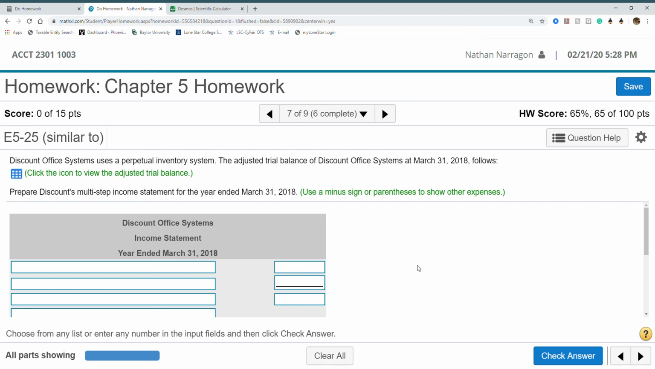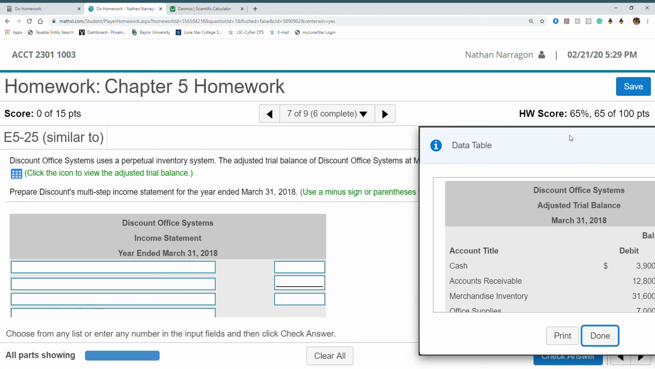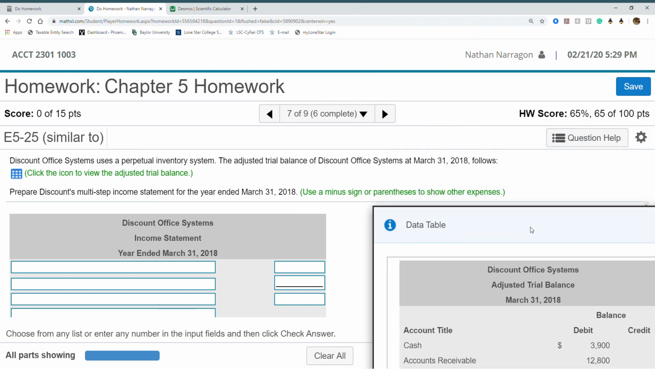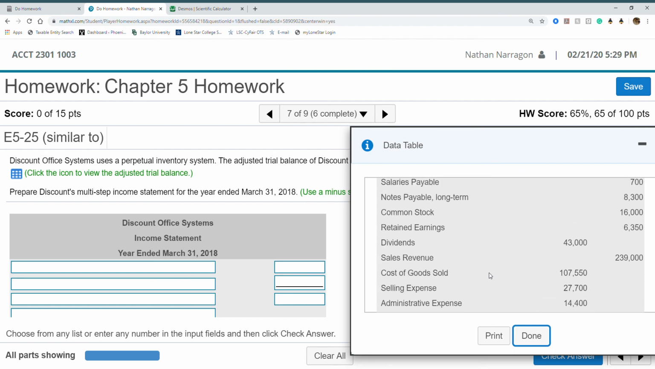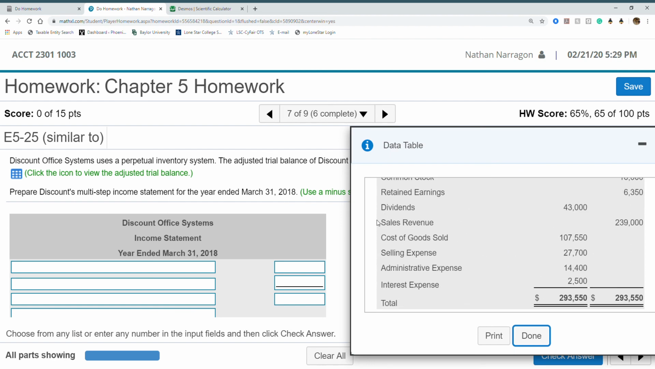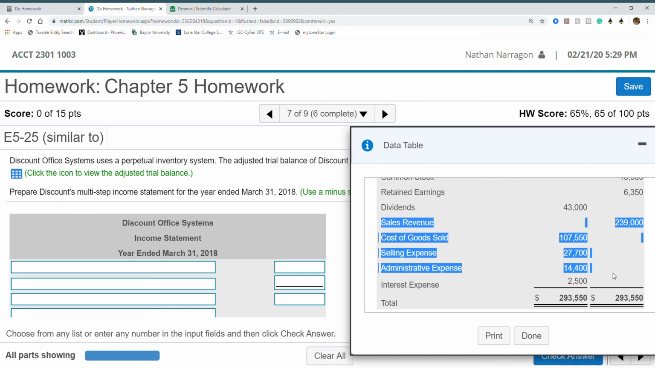Okay, question 7. We have the discount office systems. And they're going to have an adjusted trial balance, which we can find right here. And they want to go ahead and create a multi-step income statement. So for us, easy part, when it's income statement, it's everything below the dividends. So this is all the accounts we have.